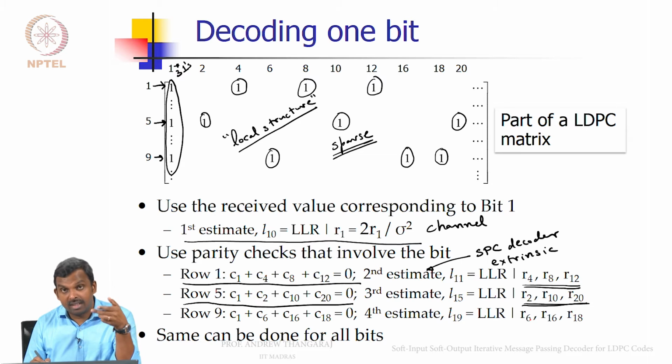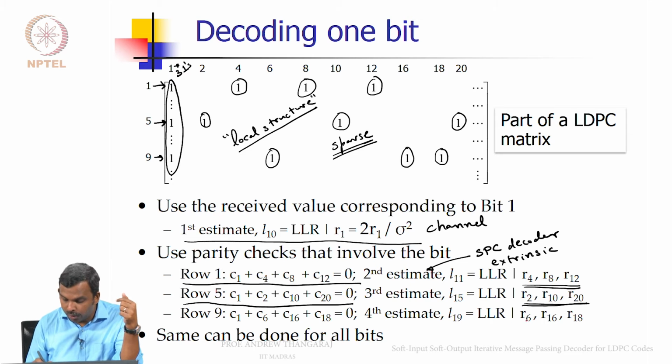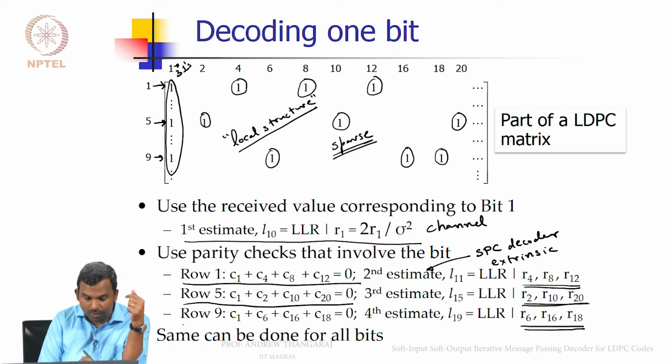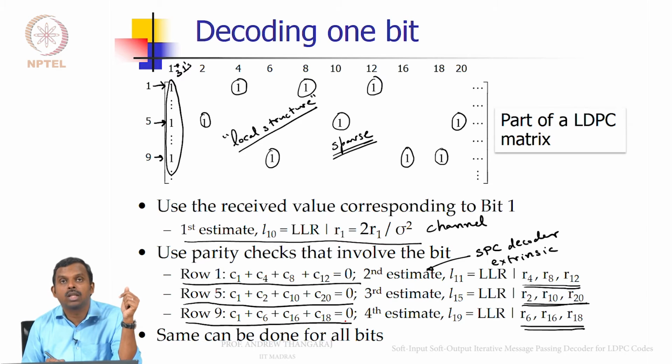That is again extrinsic, again uses a single parity check decoder, the same structure again, but with different received values. Now you get another, third estimate. Likewise you can also form a fourth estimate, which comes from row 9, which is C1, C6, C16 and C18. So the local structure has given you already 4 estimates.